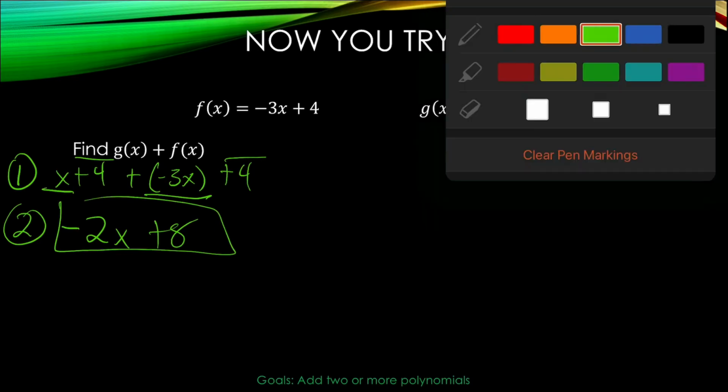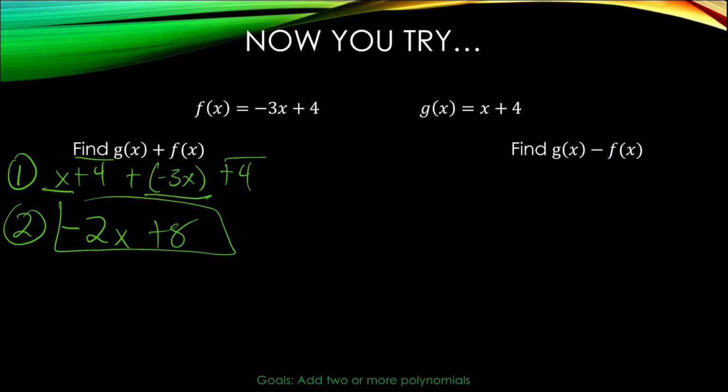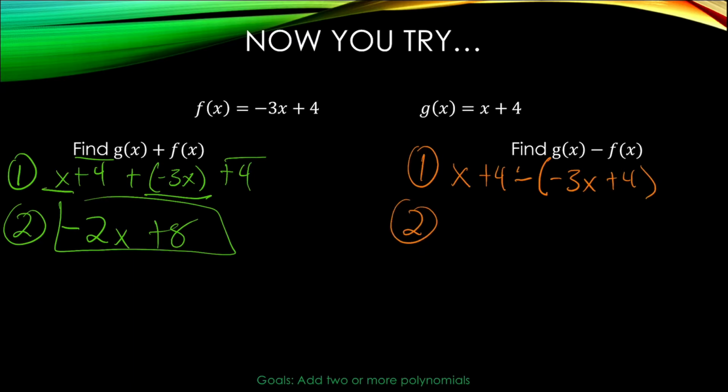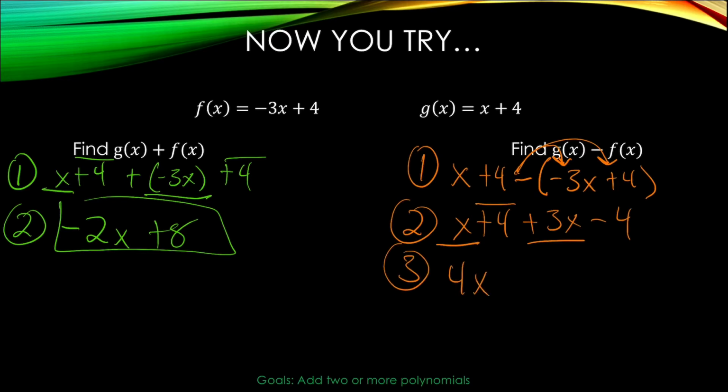Beautiful. Okay, now for this one, we have g of x minus f of x. So I'd say x plus 4 minus, there's that parentheses, f of x, negative 3x plus 4. I'm going to distribute that negative, so I get x plus 4 plus 3x minus 4. Combine like terms, we get 4x, and then those two cancel out. There's my answer. Okay, so not too bad. Adding, subtracting, we've kind of done before.